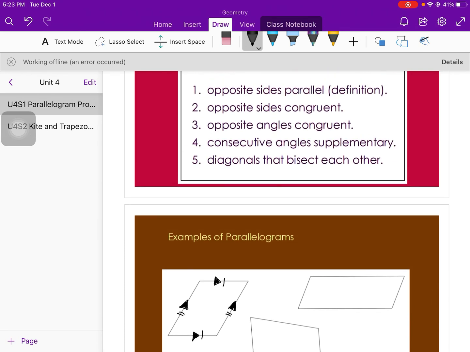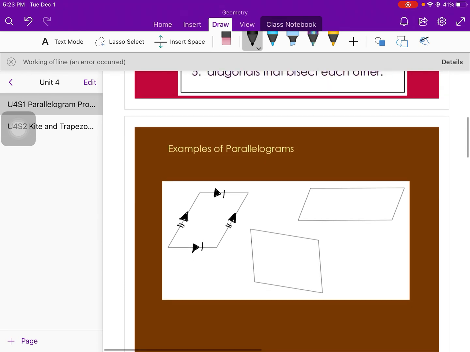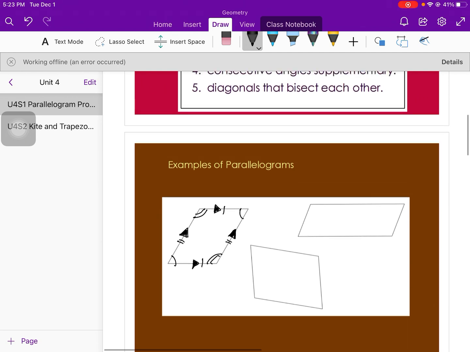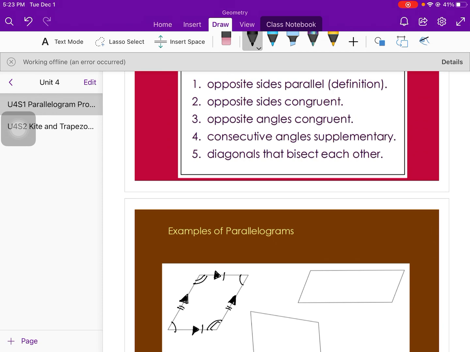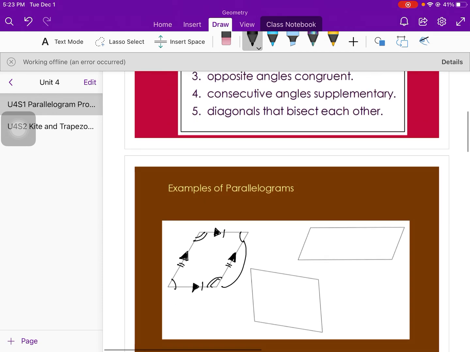Property 3 is opposite angles are congruent. Now these are opposite angles. So this one here is across from that angle. These two are opposite angles, and they definitely look the same too, visually. Consecutive angles are supplementary. This would be an example of two consecutive angles. So let's say this one's 130, then that would mean this one is 50. These two here and here are also consecutive angles. Therefore, this is 50, which makes sense since we know that this angle and this angle have to be congruent.